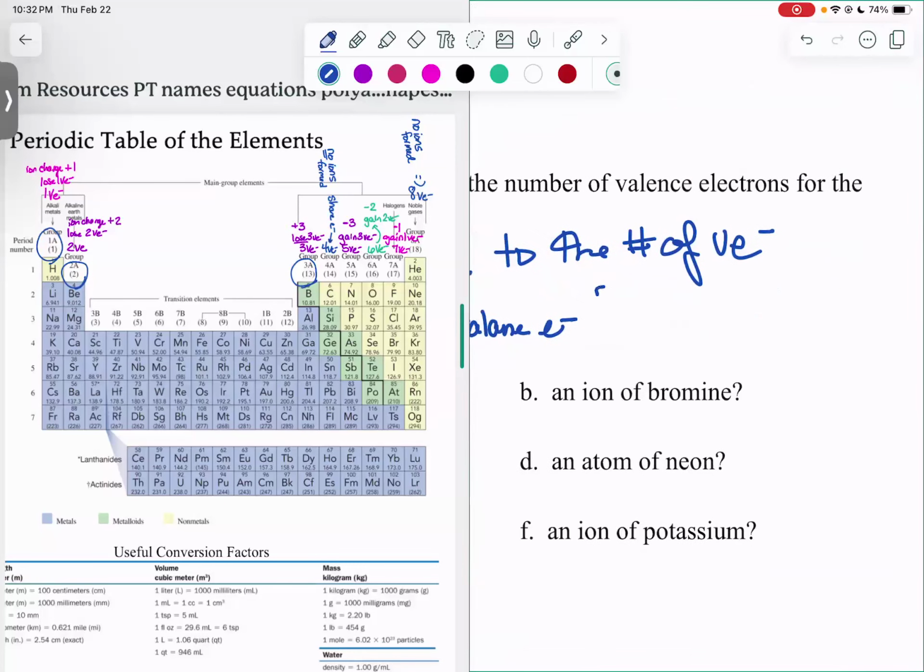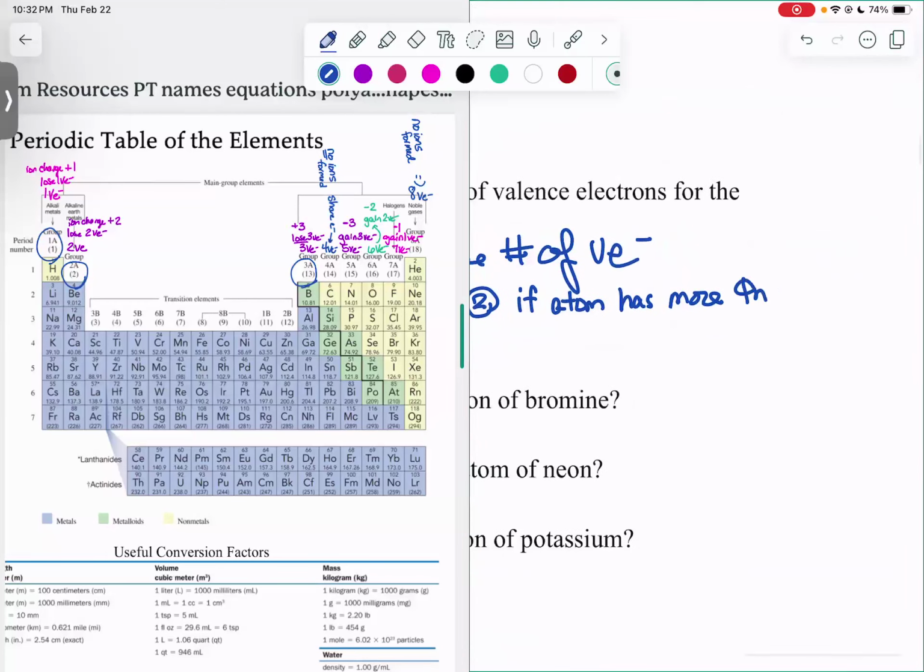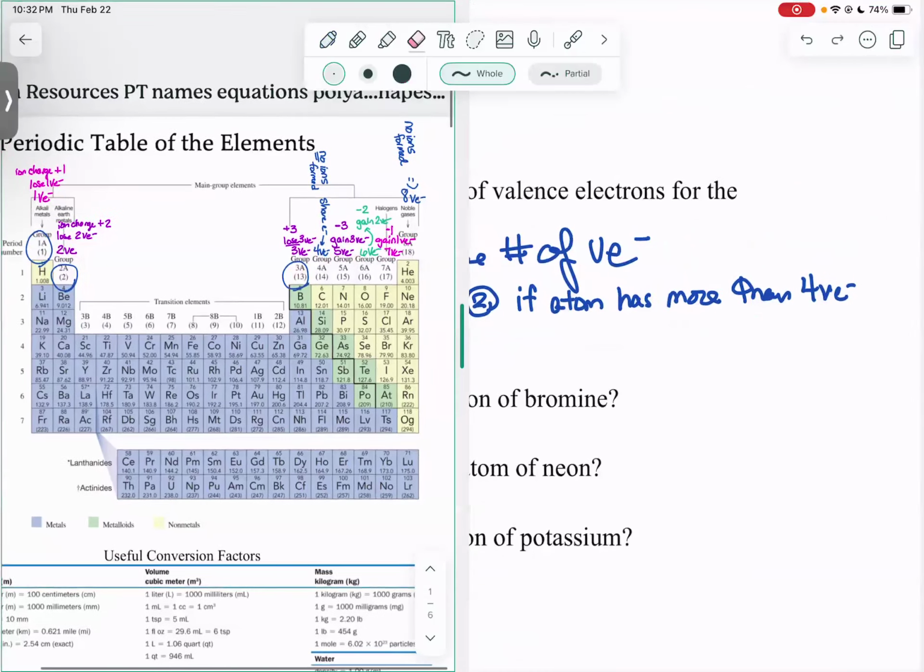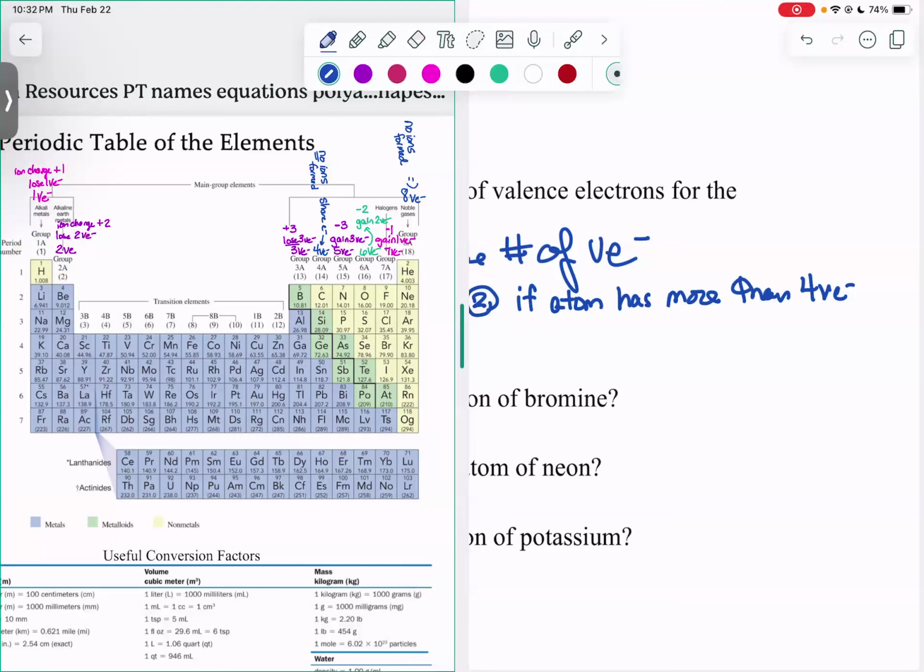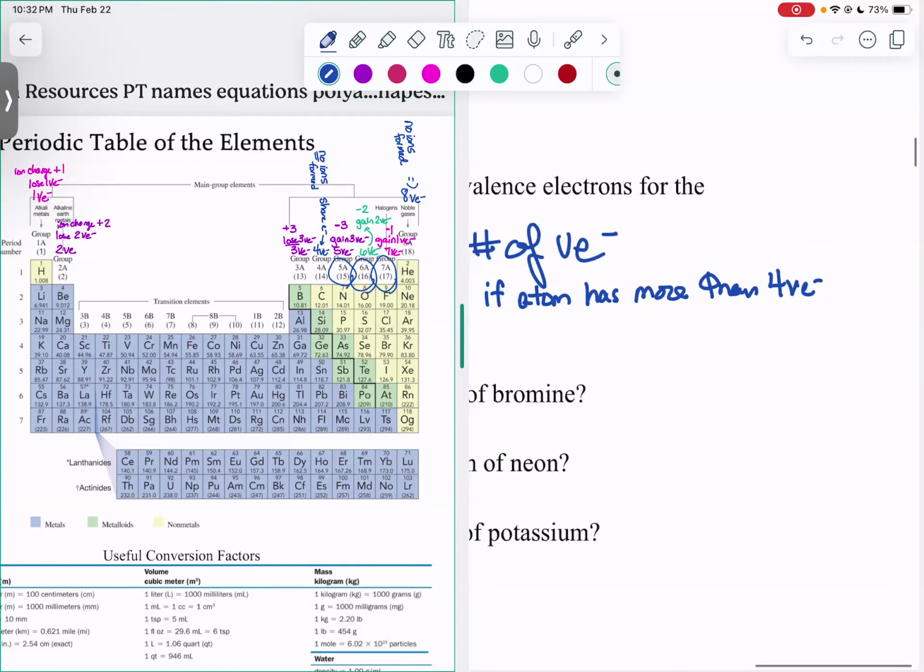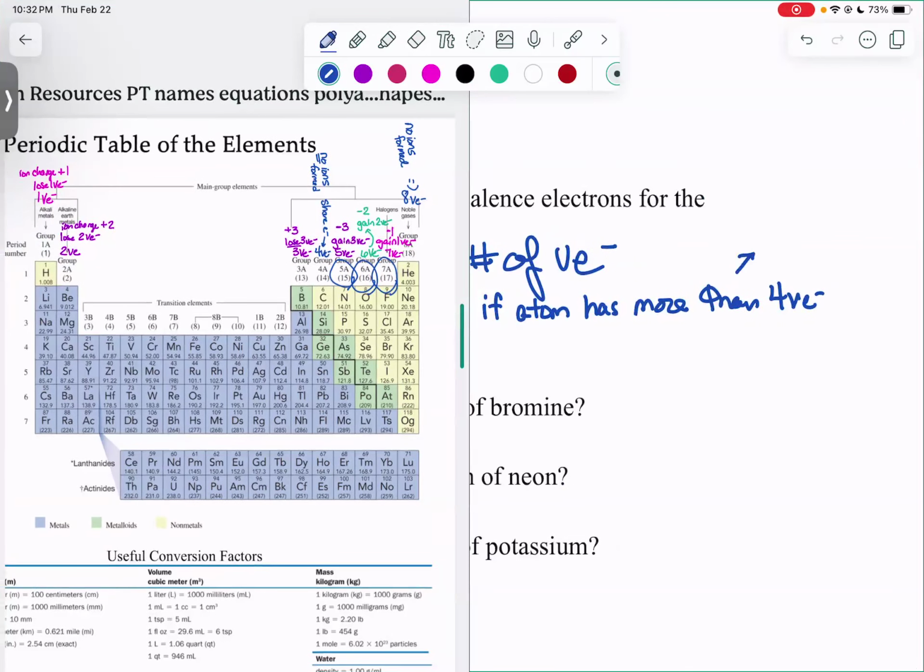Okay, scenario 2. So if our atom has more than 4 valence electrons, what do you think is going to happen? Well, let's come over to our periodic table. Where are the columns where we have more than 4 valence electrons? Well, that's group 5, group 6, and group 7. More than 4 valence electrons, but not 8. I guess we should add that, because if they have 8, that's a noble gas and nothing will happen. So make that exception.